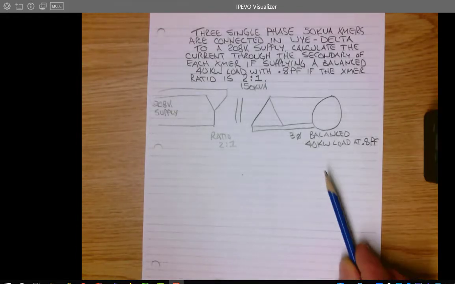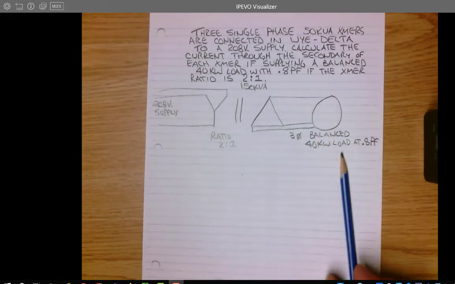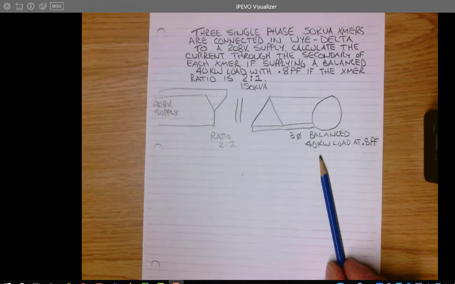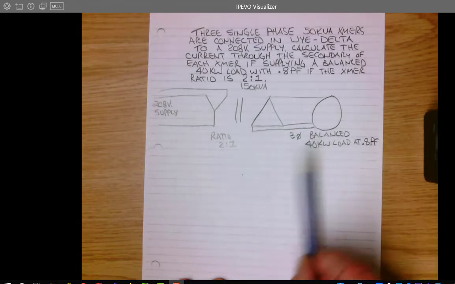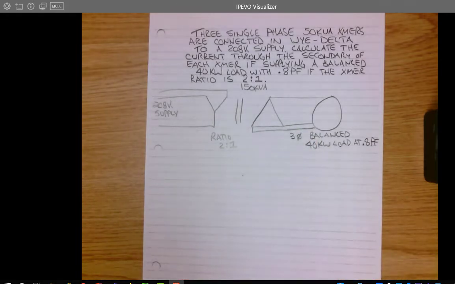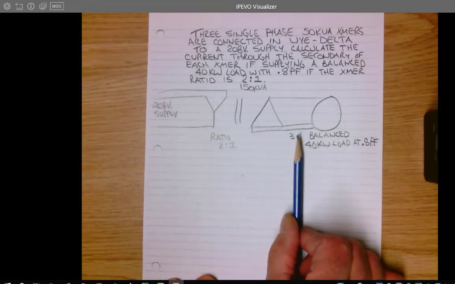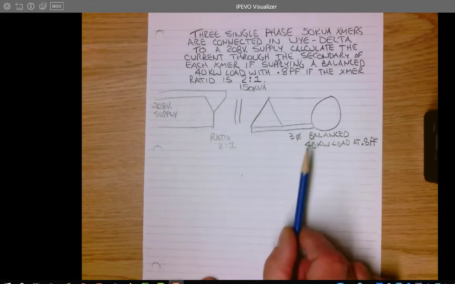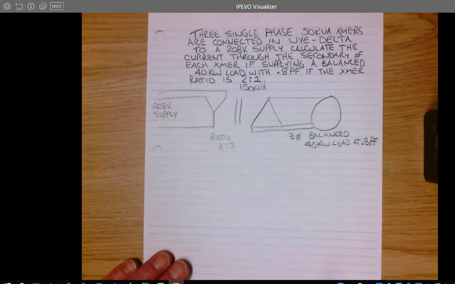Now, this question would be pretty easy if we knew the voltage on the secondary, because all we need to do then is take our load, convert it to kVA, and then solve for current using our three-phase volt-amp formula. But the problem is we don't know the voltage on the secondary. So the first thing we have to do is figure out what our voltage is on the secondary.